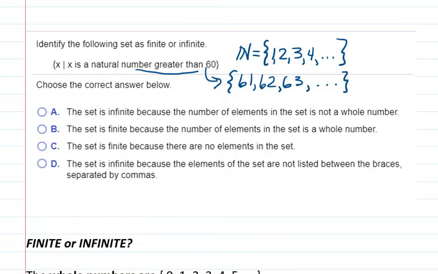But in MyLabs, they want us to explain why. So what we need to do is to select the reason why. So we have two options here for infinite. And you can see that the set is infinite because the number of elements in the set is not a whole number. It fits our definition of what it means to be infinite.